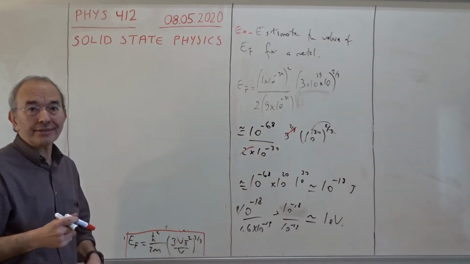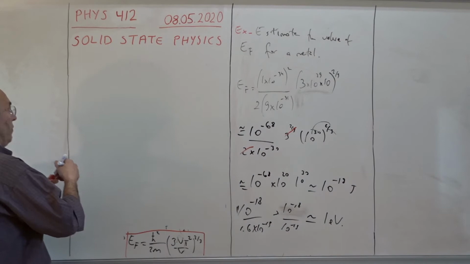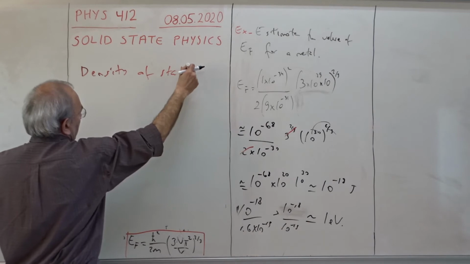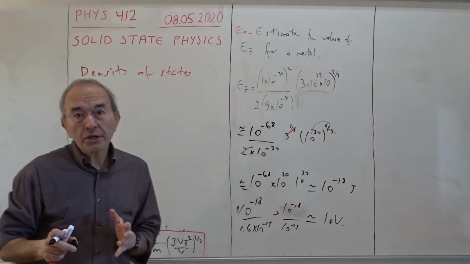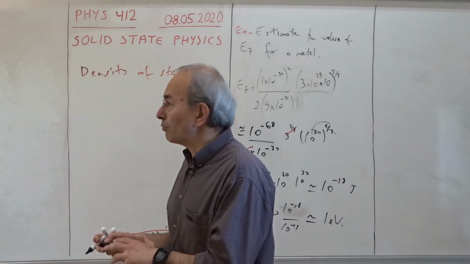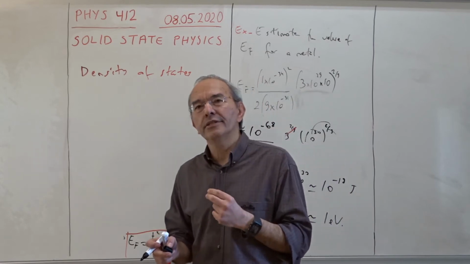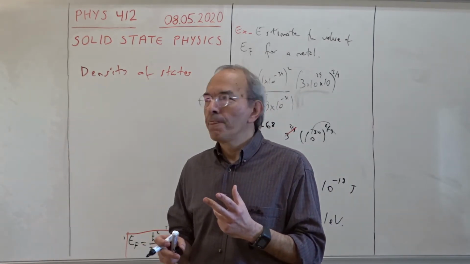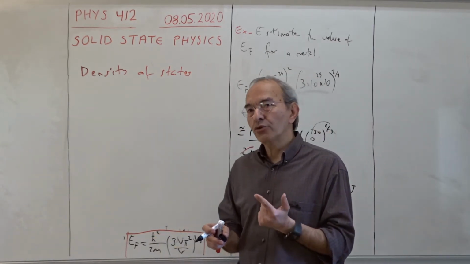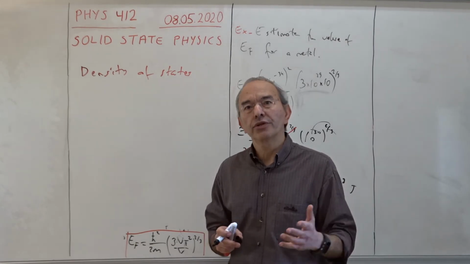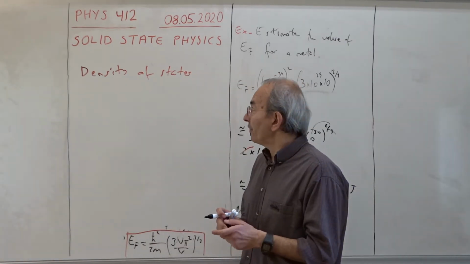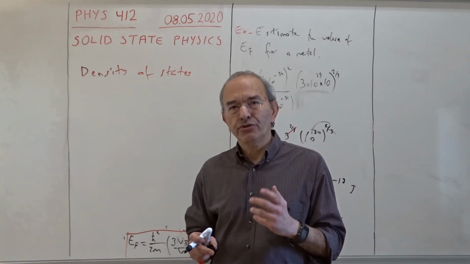Now another important thing is the density of states. What is the meaning of density of states? In statistical physics, in solid state, in quantum mechanics, the concept of density of states is important. We will make use of this when we calculate the carrier concentration in semiconductors, for instance, number of electrons, number of holes, etc. But basically, what do we mean by density of states?